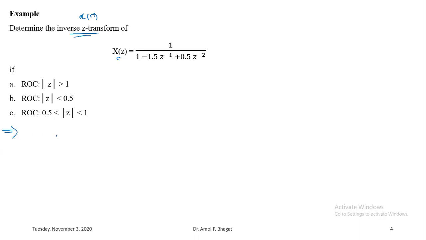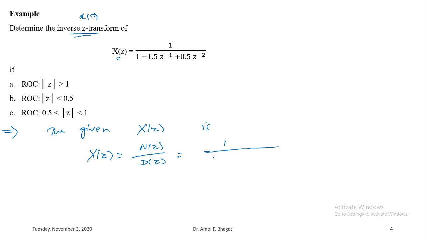So here the given X of z is given in the rational form, that is, numerator and denominator terms are there. So it is given as 1 upon 1 minus 1.5 z inverse plus 0.5 z to the power minus 2, right? So here we will try to eliminate the negative powers of z, right?